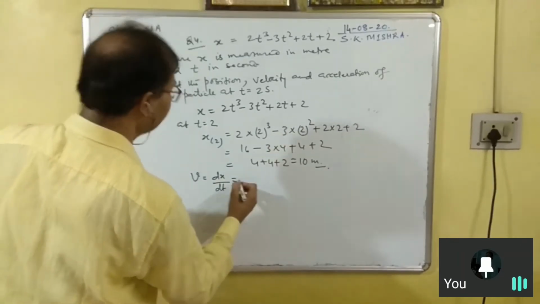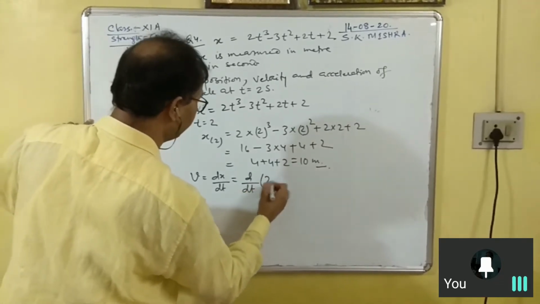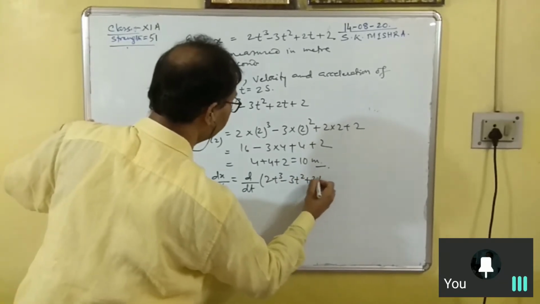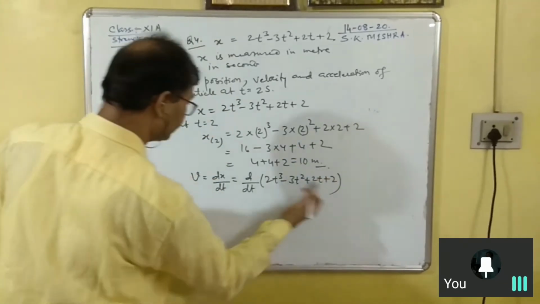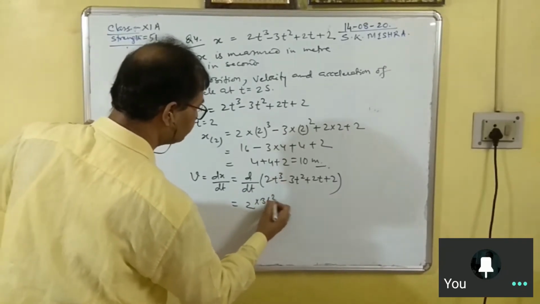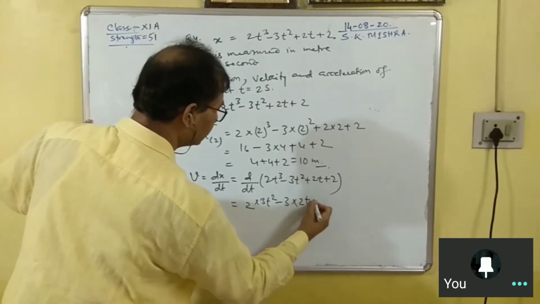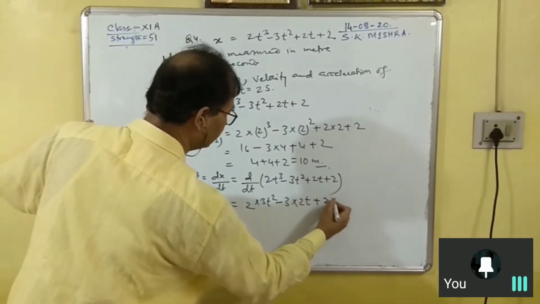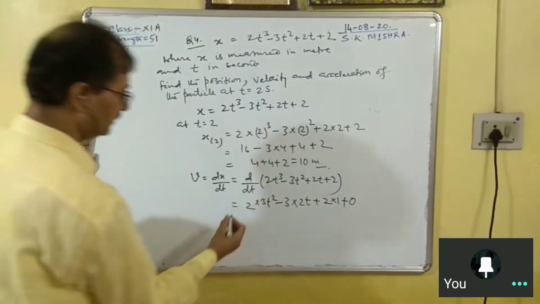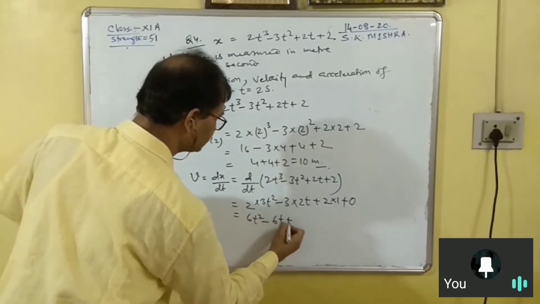So dx by dt is d by dt of whatever x is there, 2t cube minus 3t square plus 2t plus 2. Okay, differentiate it. It's 2. Differentiation of t cube is 3t square, minus 3. Differentiation of t square is 2t, plus 2. Differentiation of t is 1, plus 2 alone is constant, so it is 0. So it's 6t square minus 6t plus 2.